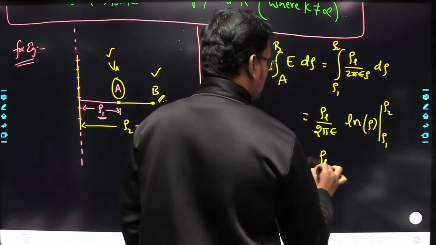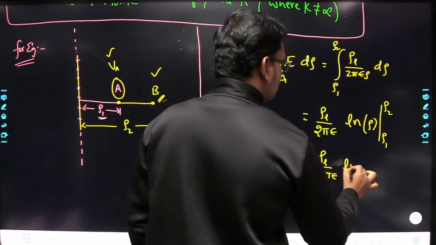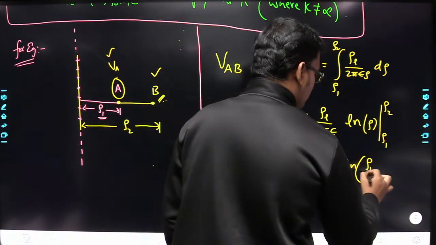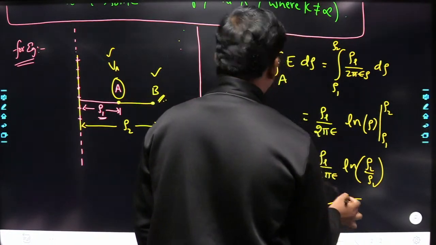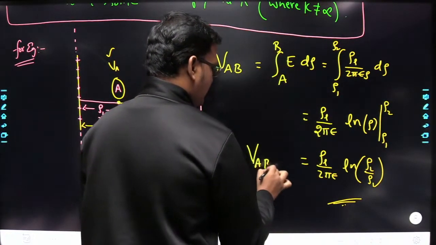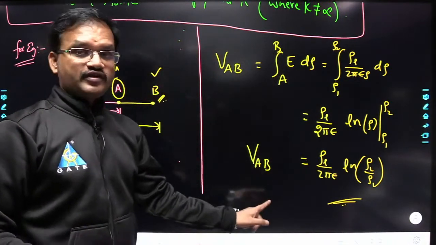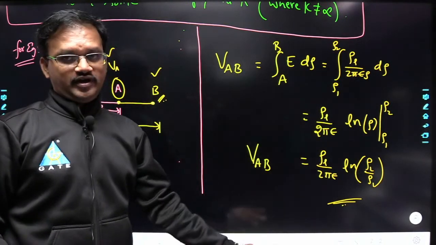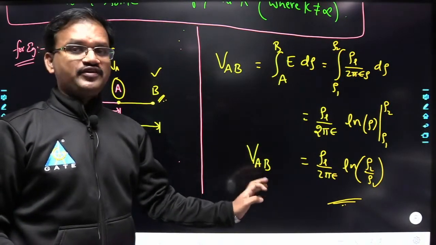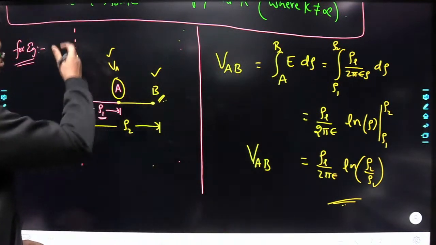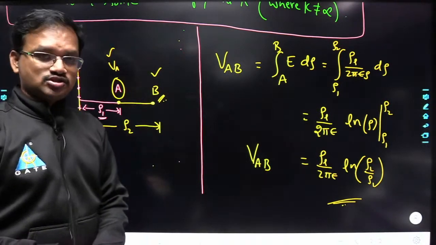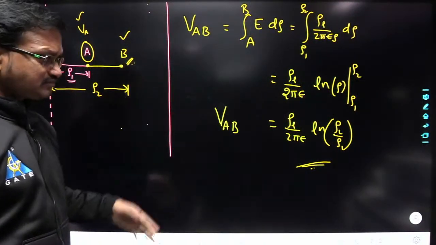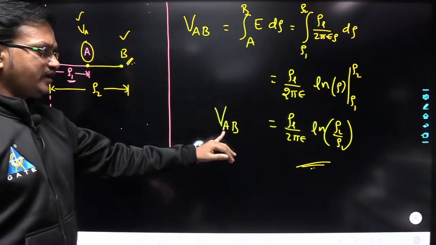So you can write rho L by 2 pi epsilon into ln of rho 2 minus ln of rho 1. That I can write as ln of rho 2 by rho 1. This is the potential at A with respect to some other reference point B. But that reference point should not be infinity. You should not take infinity as the reference point whenever you are having infinite charge distributions. So that's what you get, the potential at A with respect to B.